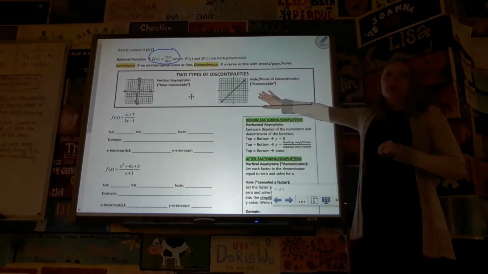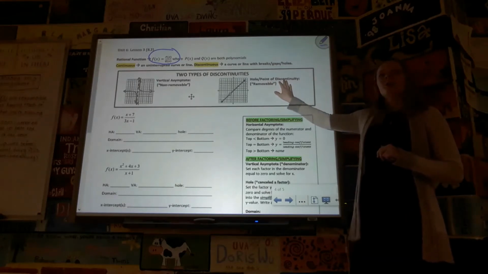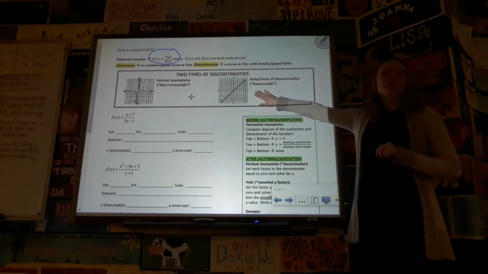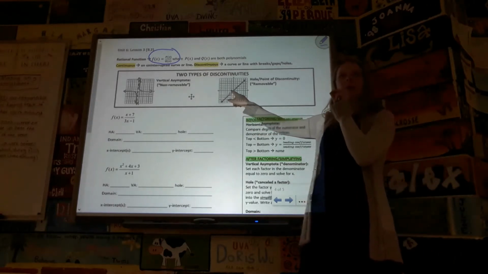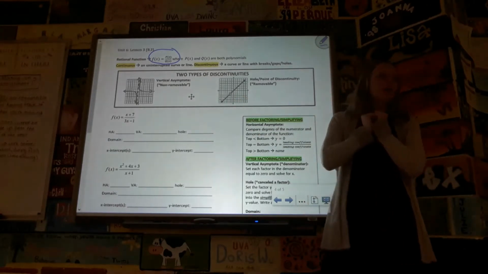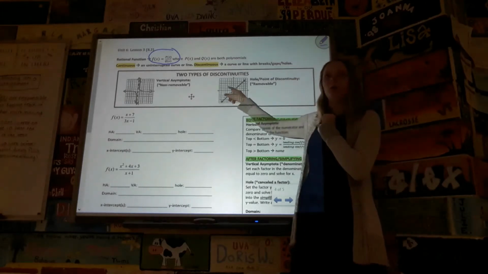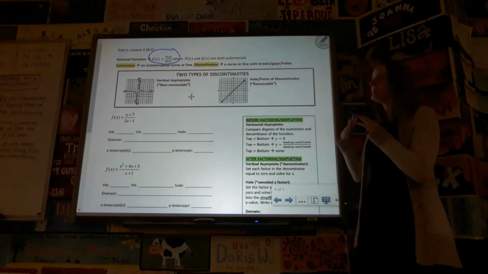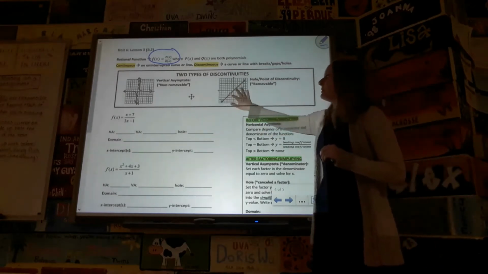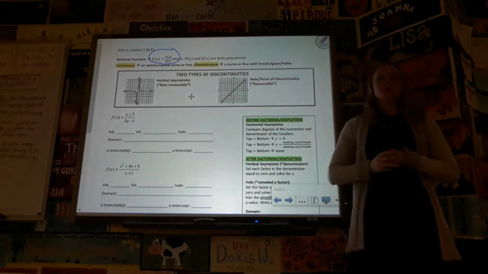Something we haven't talked about yet is called a hole or a point of discontinuity. This is a removable discontinuity. The reason why it's removable, the way that a hole works is it's a point, a single point, that is excluded from your graph. So it's like a little black hole. It's like a little dot that you have to jump over in your graph and continue on forever. So this is another type of discontinuity that's called a removable discontinuity.